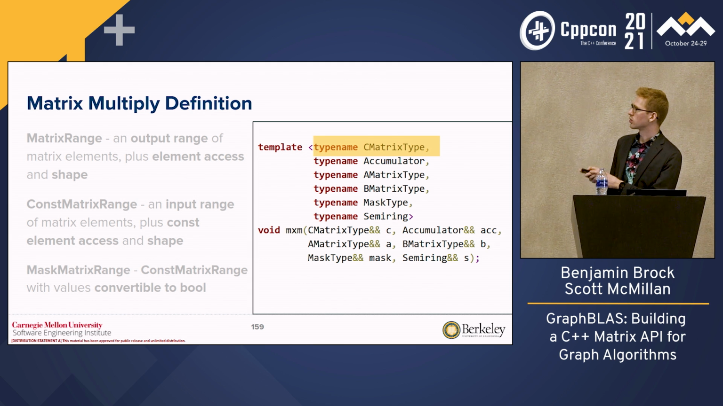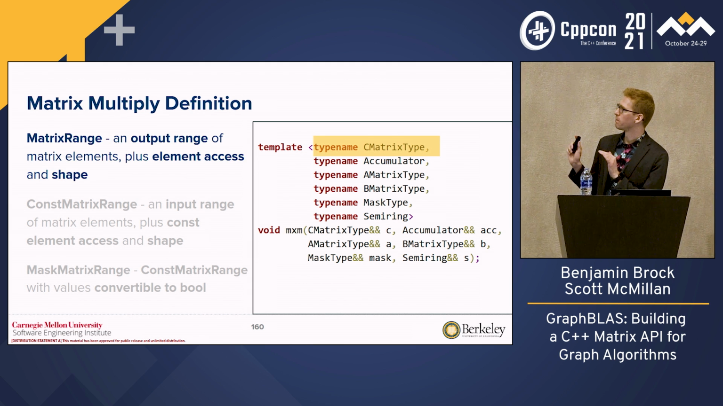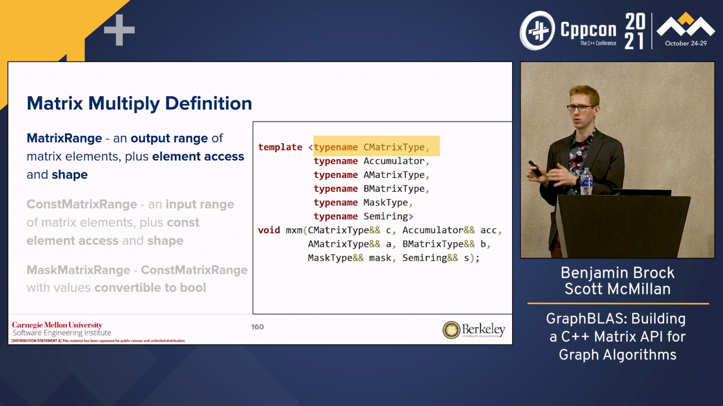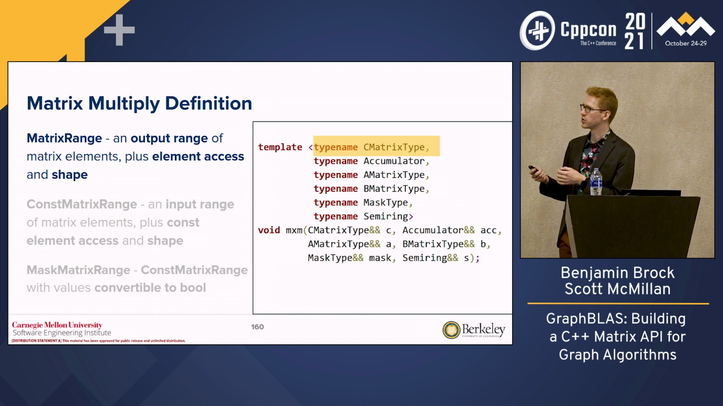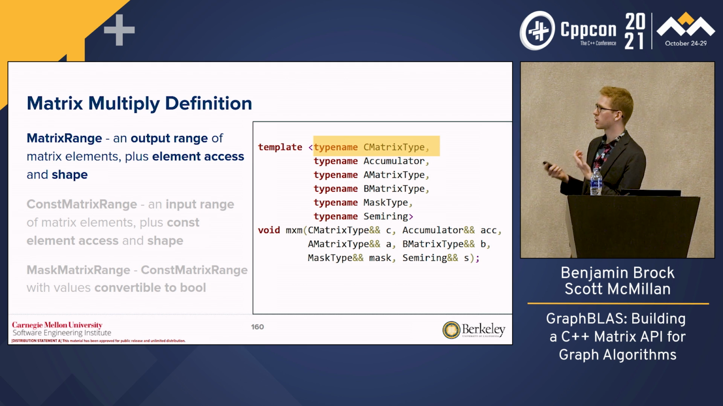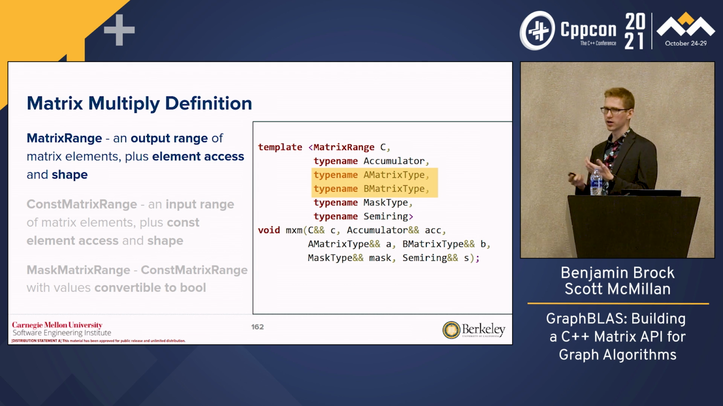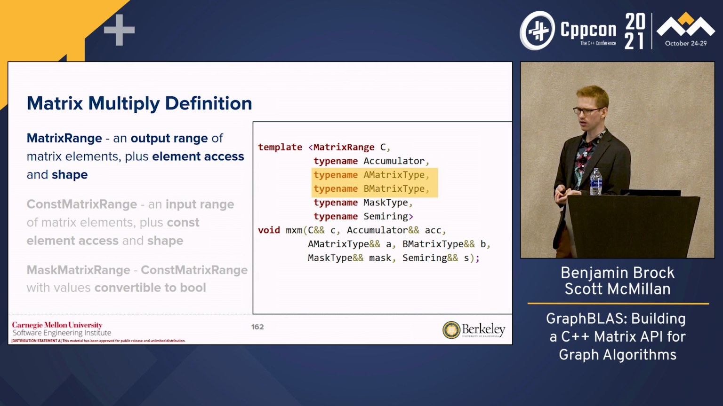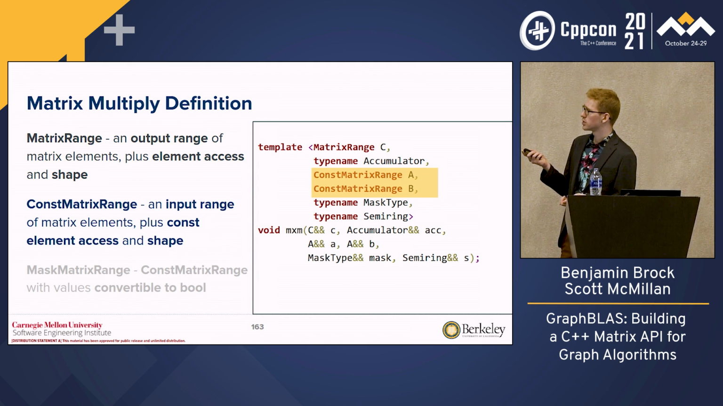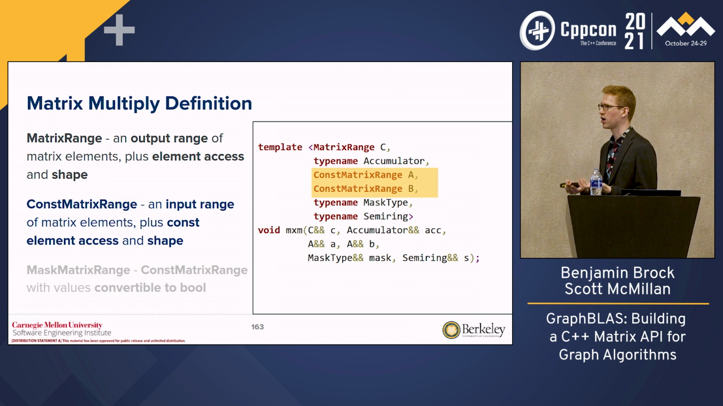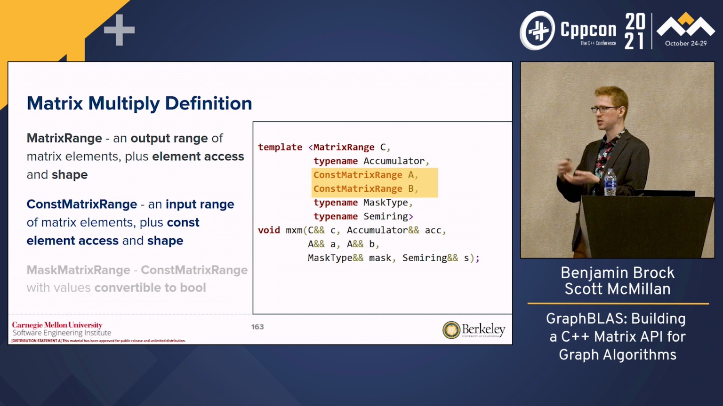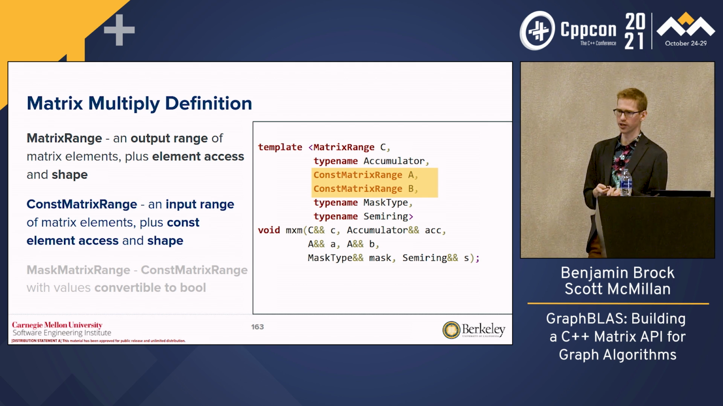So let's go through and look at some of the concepts. The C matrix has to be what we call a matrix range, which is an output range of matrix elements that allow element access and allow the shape. So you have non-const access to each of the elements in this matrix. This either has to be a GRB matrix type or a writable view. The next are the input matrices A and B, which are what we call const matrix ranges. These are input ranges. You can't necessarily write to them, but you need to be able to read the elements in order to do the matrix multiply operation.